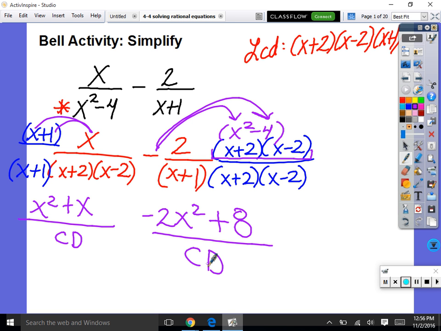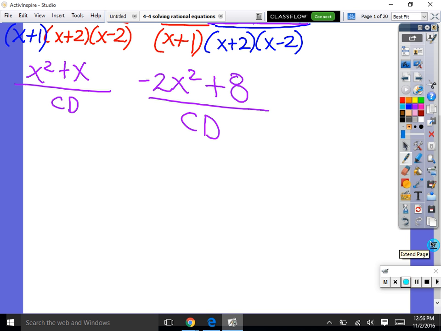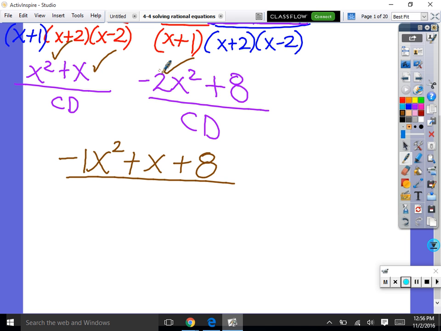Now, the whole point of that, you would not at this point then refactor and simplify. You're going to end up back here. The whole point of doing that was so we could combine the top together. Does everybody understand that? So now let's add up our numerator, the top of our fraction is called a numerator. Let's add that up. x squared, negative 2x squared. Now we've already taken care of the negative, so we're just combining like terms. Negative x squared, we just added those two together. Any other x's? No, so plus x plus 8. That's all over the common denominator. Now we need to write it. We have our x plus 1, our x plus 2, and our x minus 2.